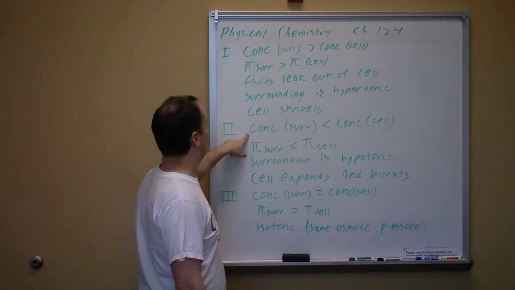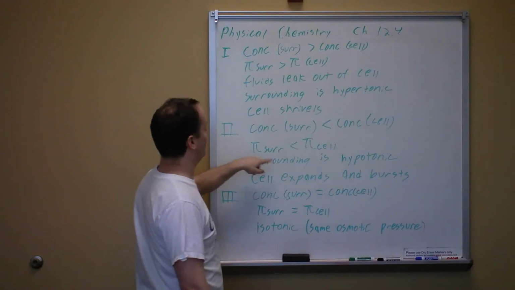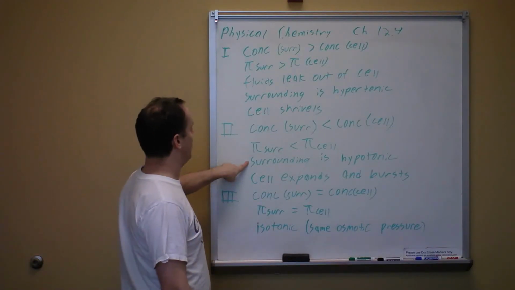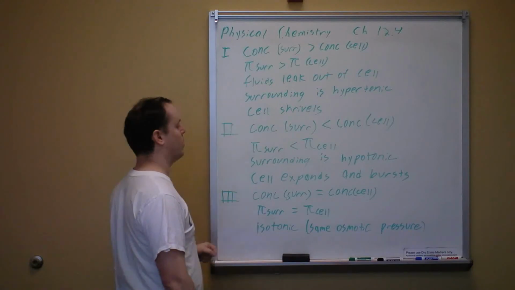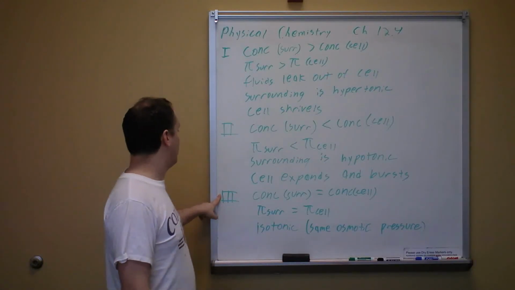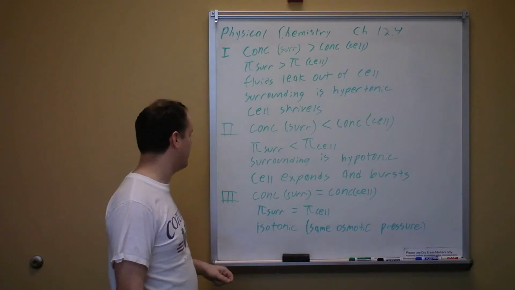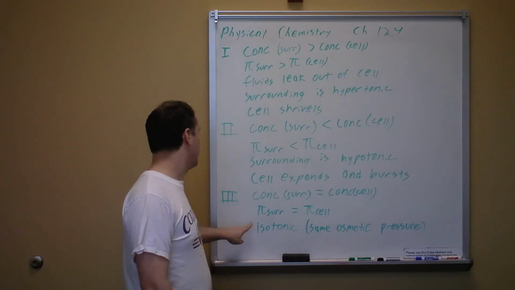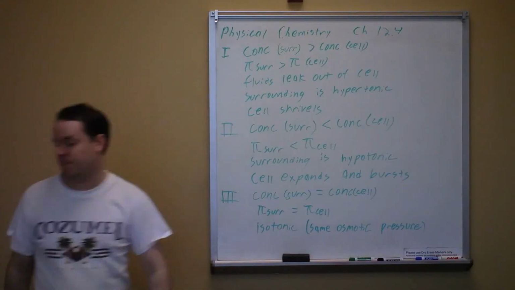The second case is if the concentration of the surroundings is less than the concentration in the cell. Then the pi in the surroundings, the osmotic pressure in the surroundings, is less than the osmotic pressure in the cell. We say then the surrounding is hypotonic. And the cell, because it's picking up all this fluid, is going to expand and it could eventually burst if there's enough fluid. And then the third choice, of course, is if the concentration in the surroundings is equal to the concentration in the cell. Therefore, the osmotic pressure in the surroundings is equal to the osmotic pressure in the cell. And we say that they are isotonic, which means they have the same osmotic pressure.